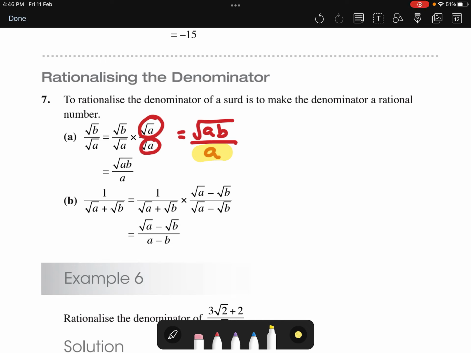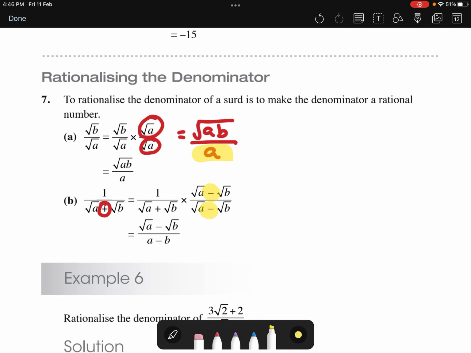Okay, now we look at part B. Part B is not so straightforward. It's just 1 over √a plus √b, right? So how do I rationalize this? Very simple. First thing first, if you look at this plus, you think of minus, the opposite. So you copy the √a and √b, and in between the √a and √b, you use minus. So this is what we call the conjugate.